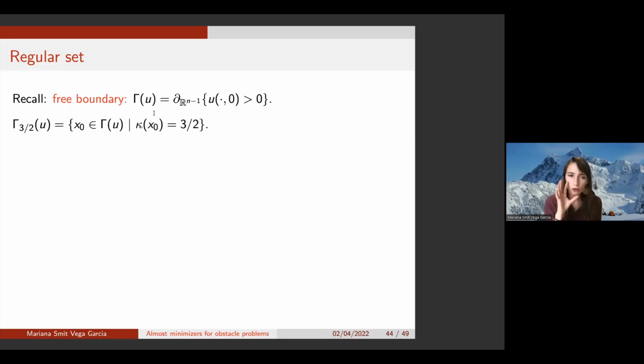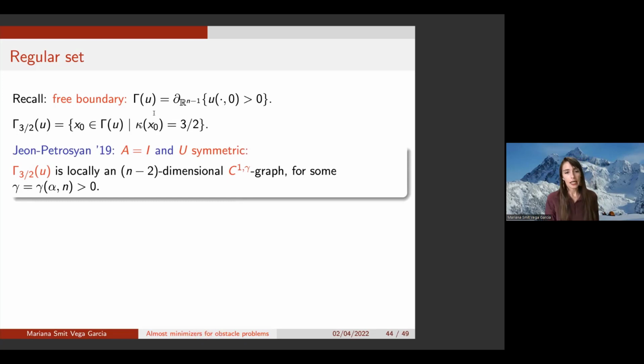So in the case of the points on the free boundary for which the frequency is 3/2, we have what we call the regular set. And Guillen and Petrosyan considered the regular set in the case in which the matrix is the identity and the almost minimizer is symmetric. And they were able to prove the same result that was true for minimizers, that is, the regular part of the free boundary is C1 gamma.